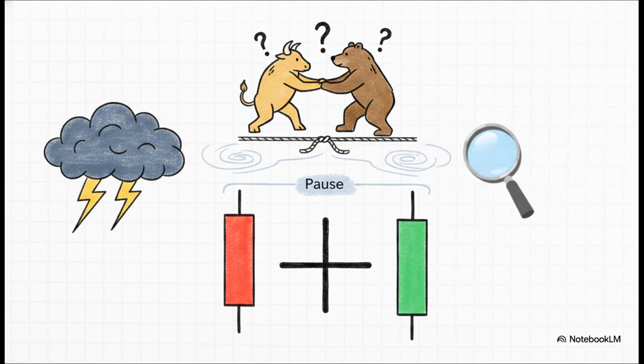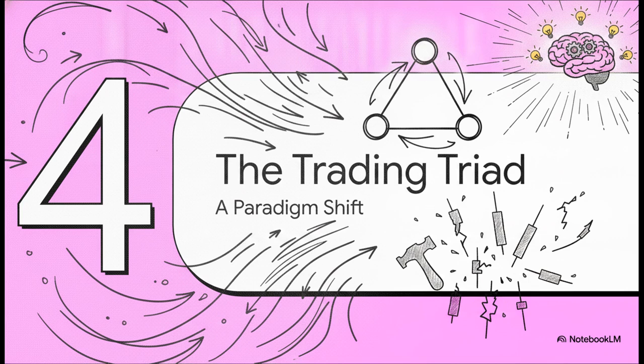It screams market indecision, and it very often acts as a warning sign. It tells you the current trend is pausing, exhaustion is setting in, and a calm before the storm might be happening before a massive directional move. Which brings us to Section 4, the trading triad, the holistic paradigm shift.